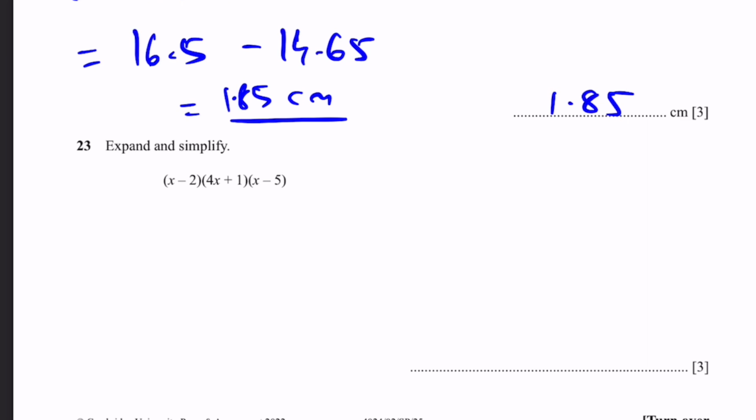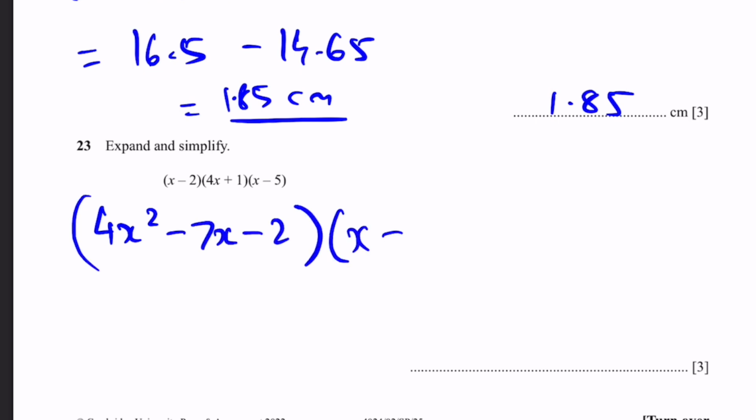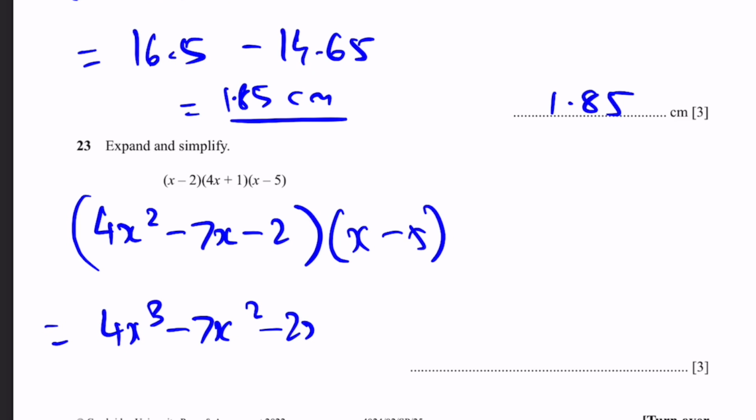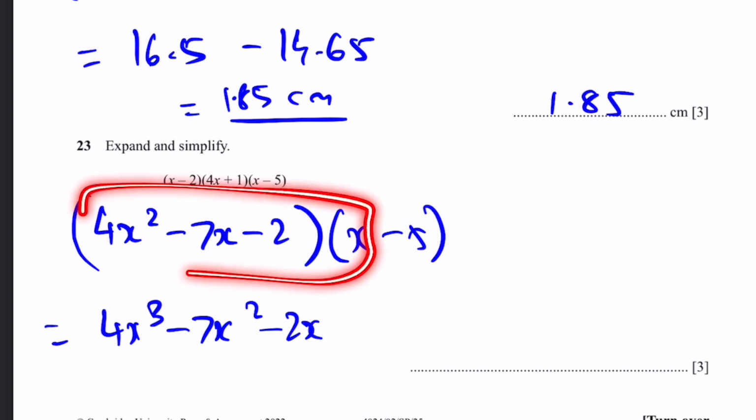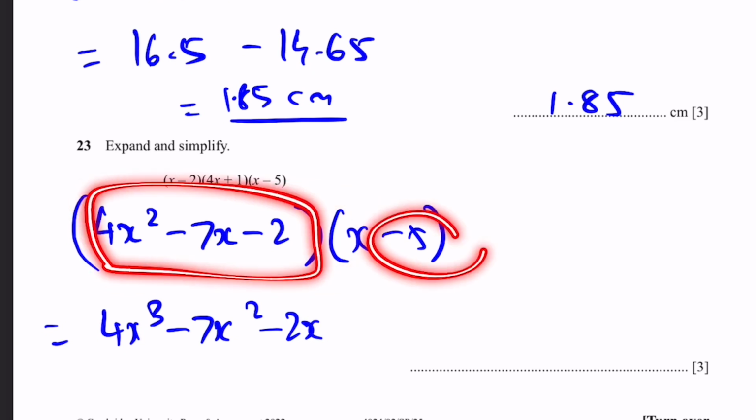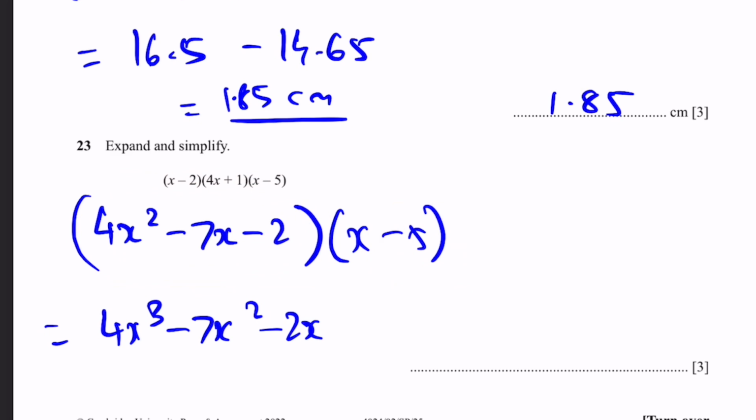So x minus 2 times 4x plus 1, we can expand this first. 4x squared minus 7x minus 2, whole times x minus 5. Now we expand this. 4x cubed minus 7x squared minus 2x. We multiplied this. Now we multiply this with minus 5. So minus 20x squared plus 35x plus 10.